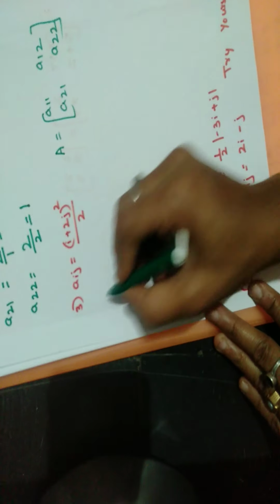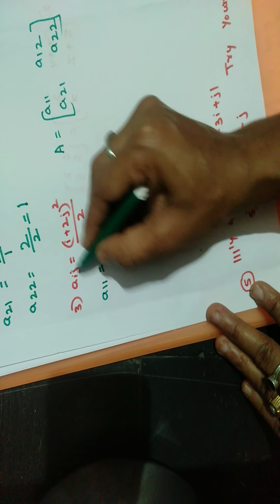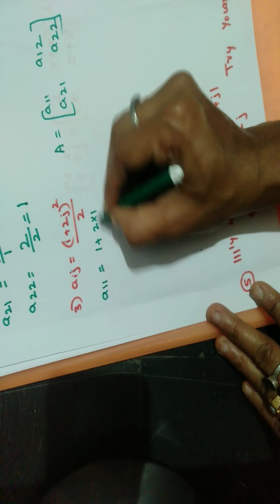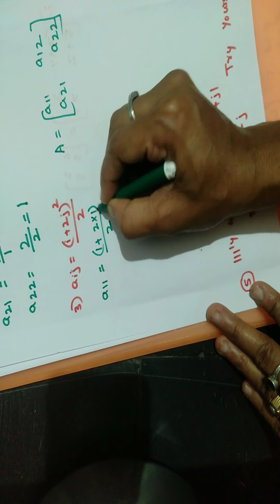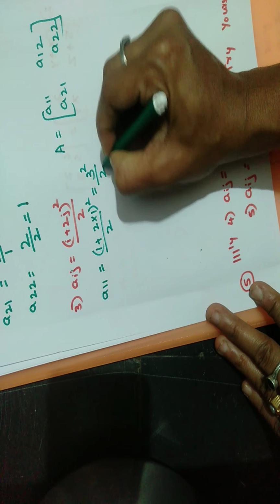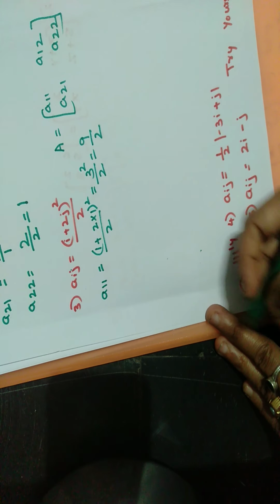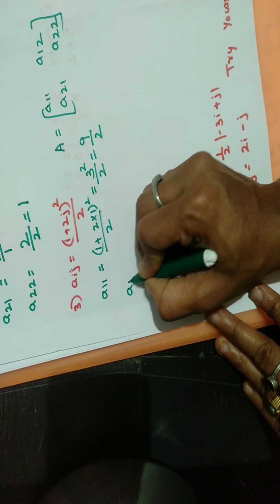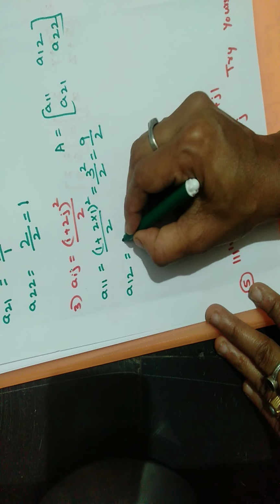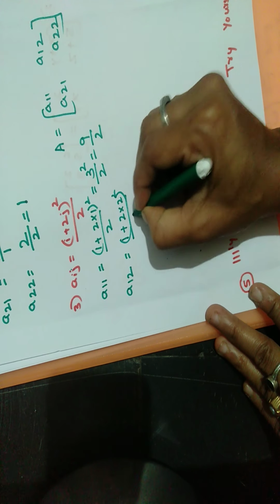Okay. So first we calculate A11. A11 means by comparing i is equal to 1, j is equal to 1, 1 plus 2 into 1, whole square, divided by 2. 2 plus 1, that is 3 square divided by 2, that is 9 by 2. The first element we have calculated. Next, A12 is there. By putting i is equal to 1, j is equal to 2, that is (1 plus 2 into 2) whole square divided by 2.